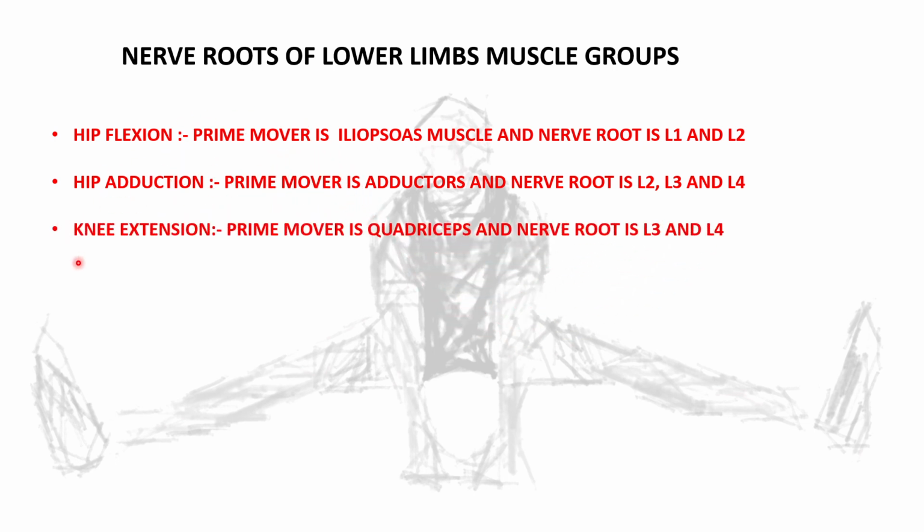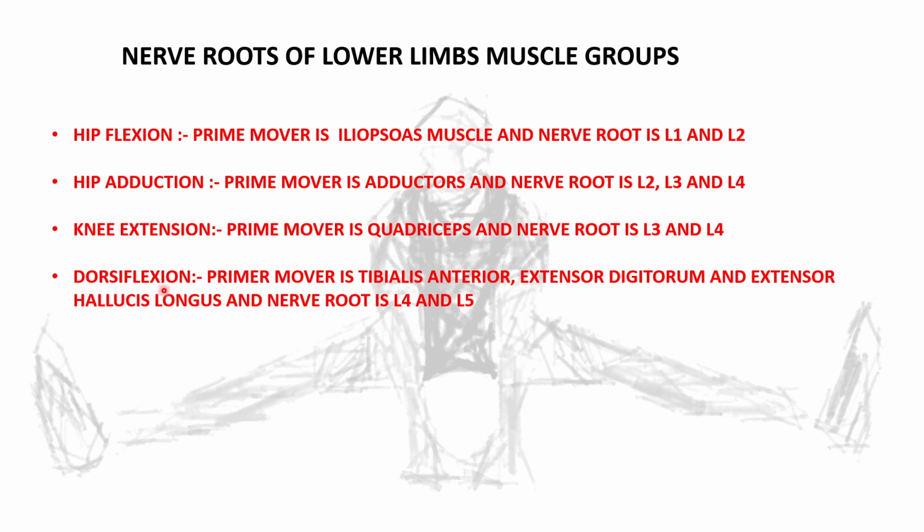In knee extension, the prime mover is the quadriceps muscles and the nerve root is L3 and L4. So if the patient cannot extend the knee, the problem is at the L3, L4 nerve root and the muscles are the quadriceps muscles.